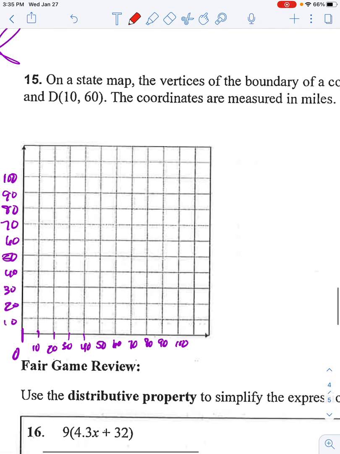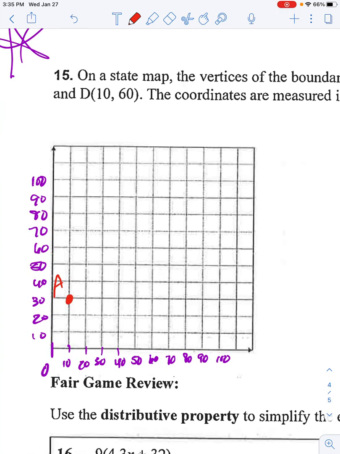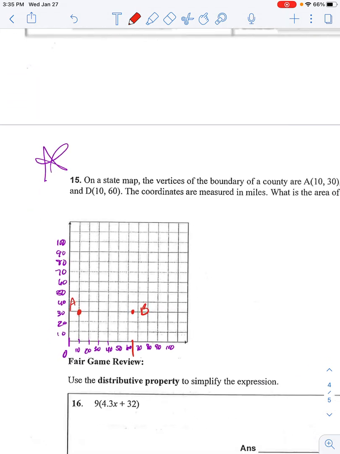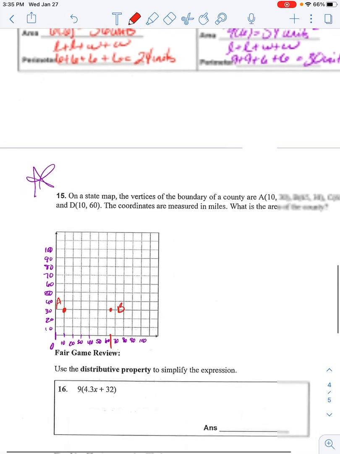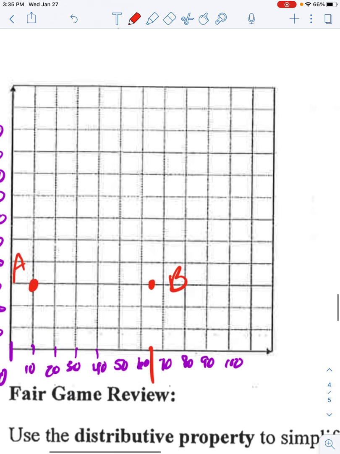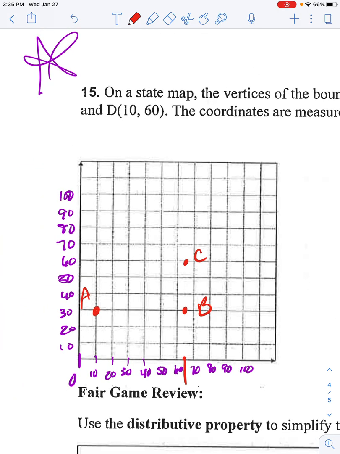A is at (10, 30), to the right 10, up 30, here's my A. B is (65, 30). 65 would be right smack dab between 60 and 70, up 30. C is at (65, 60). Again, right in between 60 and 70, and then up 60, so it's right on that one. And then D is at (10, 60). To the right 10, up 60, that one's D.